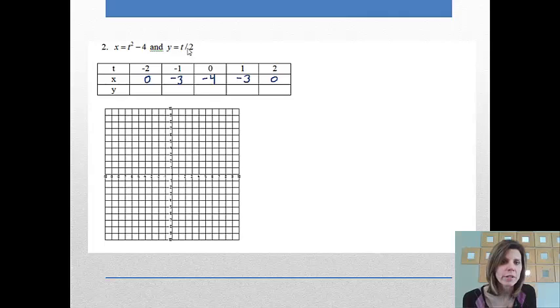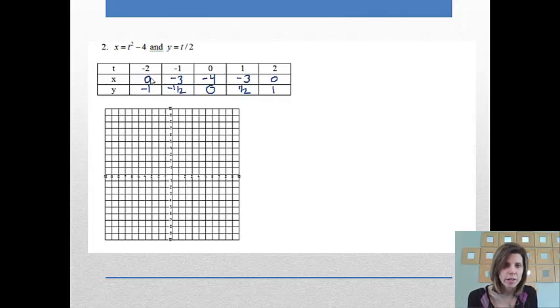All right, now go into my y equation. If I plug in -2, divided by 2 is -1. -1 divided by 2 is -1/2. Plug in 0, divided by 2 is 0. Plug in 1, divided by 2 is 1/2, and plug in 2, divided by 2 is 1. So we're now ready to graph it.